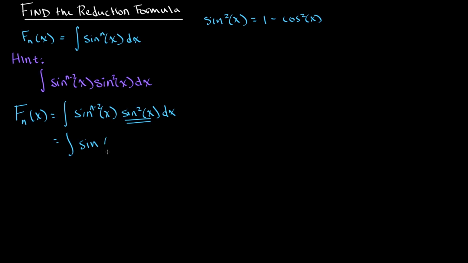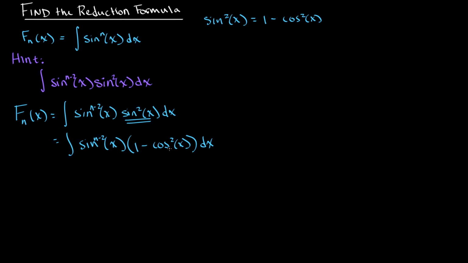So we have sine of x to the n minus 2 power. All right, and then times, we're filling this in our trigonometric identity. So 1 minus cosine of x squared. And we're still integrating with respect to x. So this is what we have now. And again, this is following pretty similar to the last video, if you watch that one.